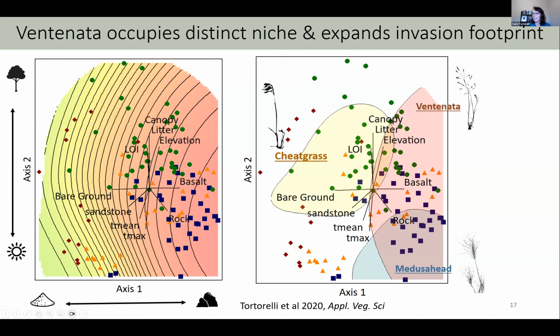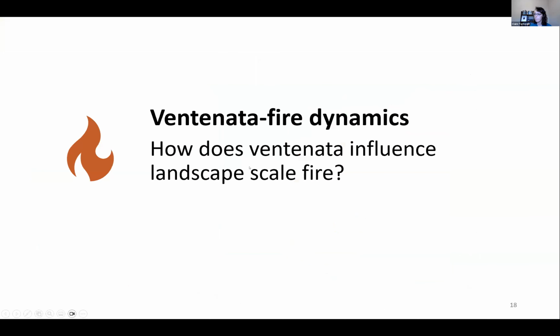We're not just getting Ventenata in areas that are already heavily invaded by cheatgrass and Medusa head, where it might be causing additional problems, but already impacting areas that are heavily impacted. We're seeing Ventenata invading this completely novel niche. So really expanding that invasive grass footprint across areas that historically were pretty invasion resistant.